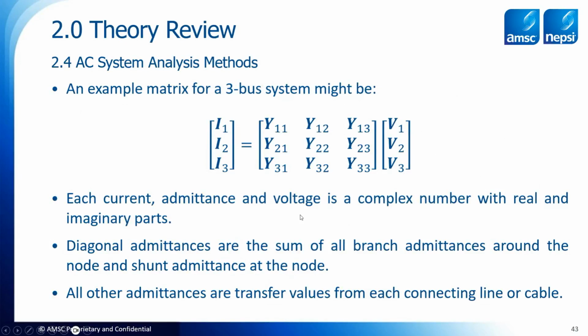For each current, admittance, and voltage, they are complex numbers with real and imaginary parts. The diagonal admittances are the sum of all the branches around and the shunt admittances at the node. And all the other admittances are transfer values, like Y12, Y13. These are connecting components between buses 1 and 2, and then here between buses 1 and 3.